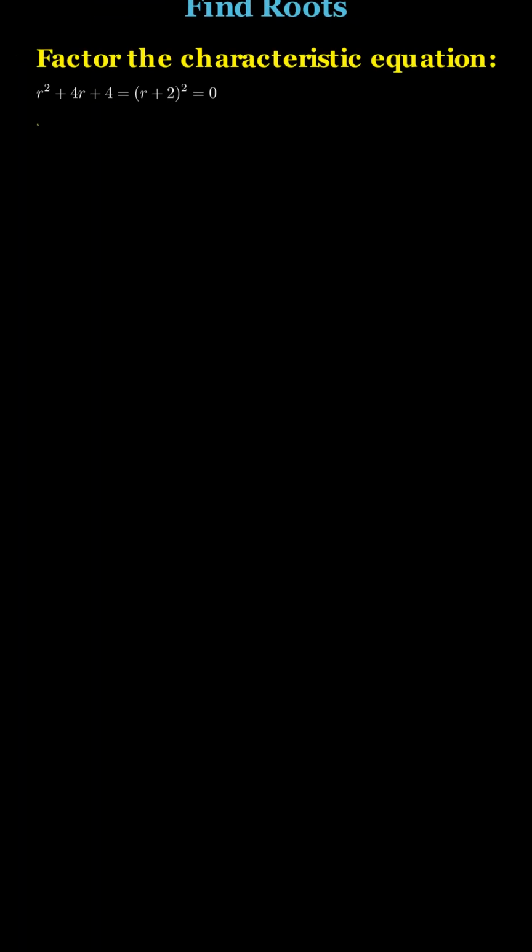Notice that this factors as (r + 2)² = 0, giving us a repeated root r = -2. Therefore, our first solution is y1(t) = e^(-2t).